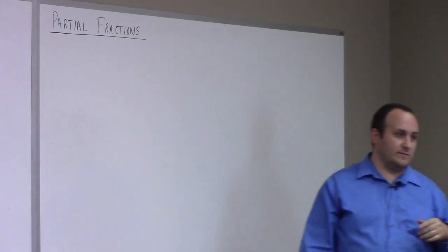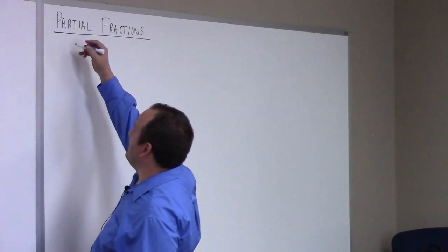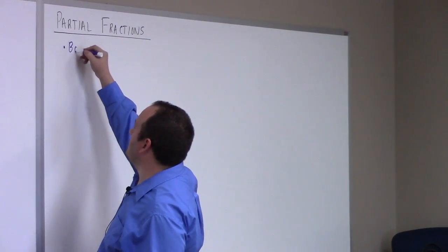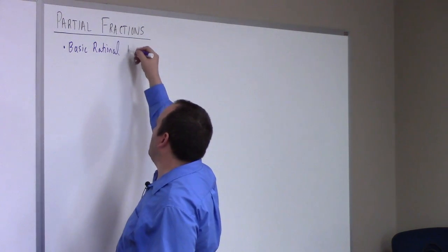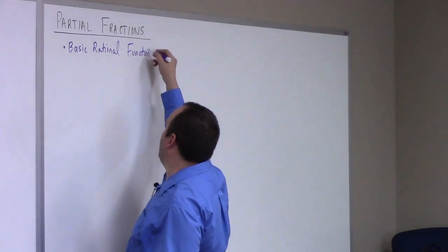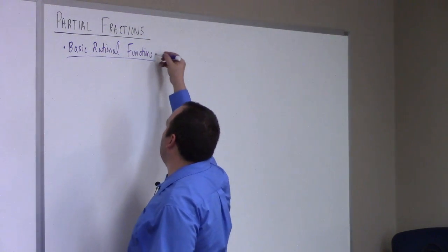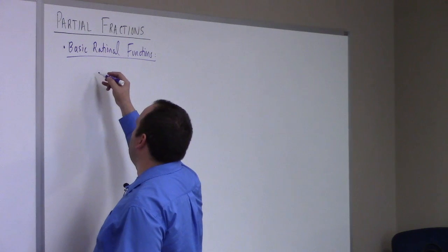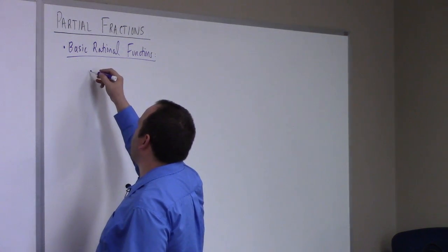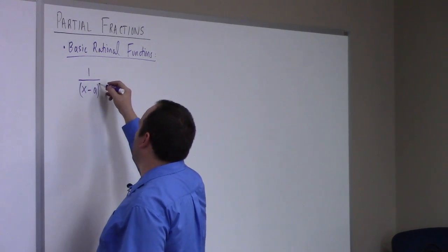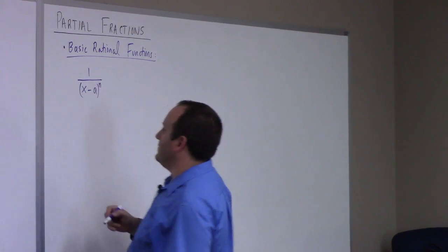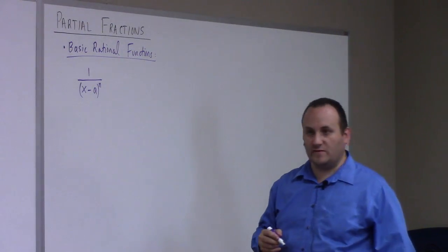Okay, so partial fractions. Why do we need partial fractions? What's the story? Let me start with the story of basic rational functions. What are the basic rational functions? There are really basically two kinds. The one is something like 1 over (x minus a) to some power n, right? That's the one kind of basic rational function you've got.